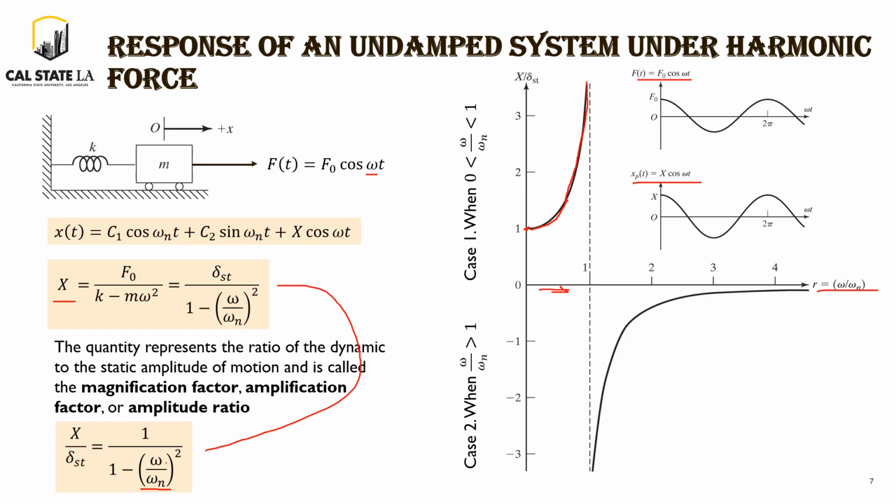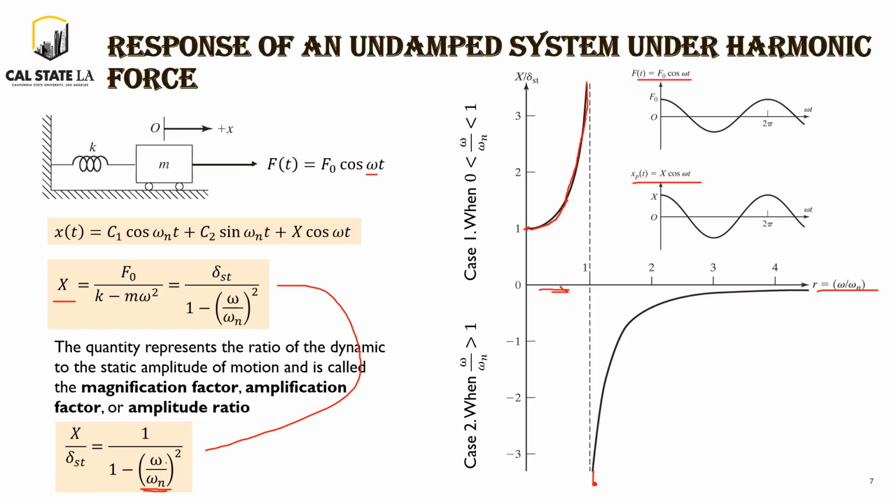The second case is when omega over omega n is greater than 1. Look at the term again. If omega is greater than omega n, it means this term is greater than 1, so x over delta st becomes a negative number. It will always be a negative number. We also know that if omega is very close to omega n but greater than that, this is 1 minus a number that is slightly greater than 1, which is almost 0 but negative, so x over delta st becomes negative infinity. So it will be some point far away from here, close to negative infinity.